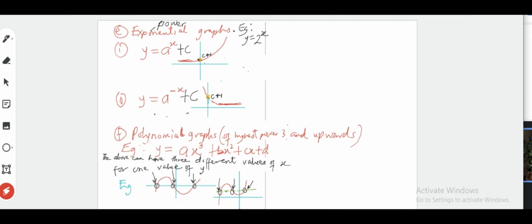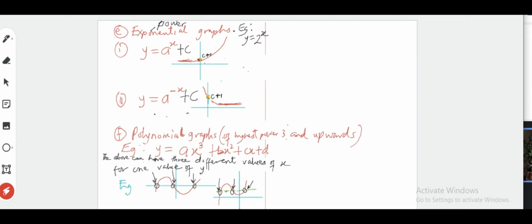Basically, exponential graphs have a constant raised to the power of a variable, like a raised to the power x. A constant raised to the power of a variable. An example is y equals 2 raised to the power x. If x is positive, it will slope upwards, which is a rise. If x is negative, it will slope downward, which is a decay, an exponential decay.